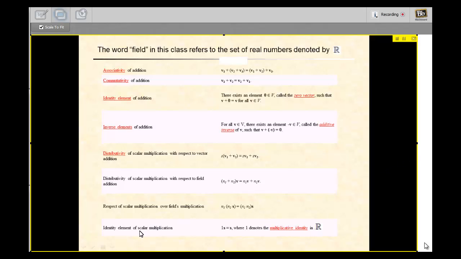Similarly, the identity element of scalar multiplication. For scalar multiplication, the identity is 1. Note that in case of addition, our identity element is 0. In case of multiplication, our identity element is 1. So these are the differences. These properties we will use in the vector space.